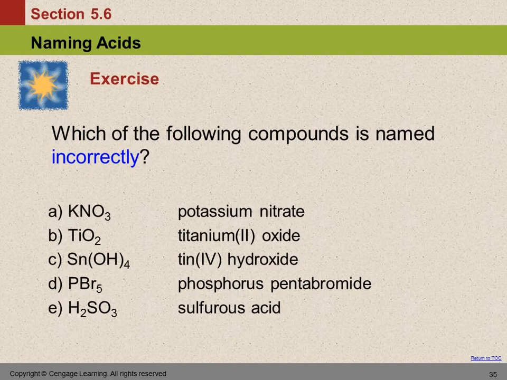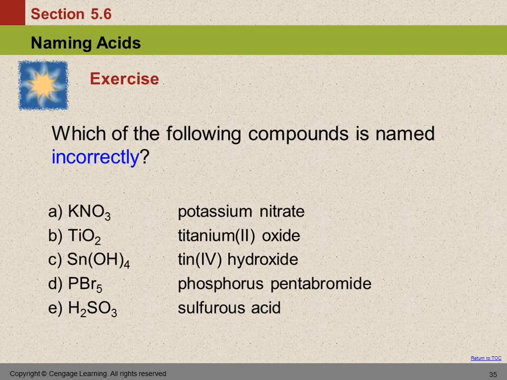When do you use the hydro? The hydro is if there's no oxygen. So if you have HCl, that's when you get hydrochloric acid. Because Cl isn't chlorate or chlorite, you can't use the oxyacid rules of changing ite or ate, because there is no ite or ate.